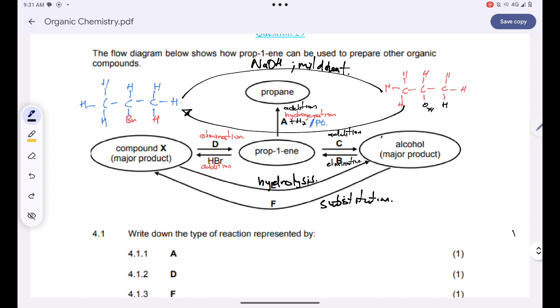That's how, guys, you should analyze before you even start to answer the questions. Just analyze like that. Okay, now let's answer.